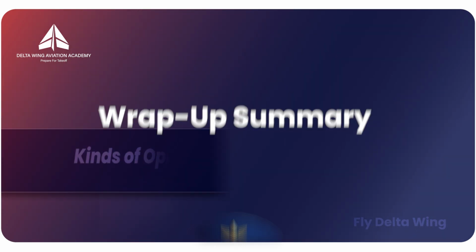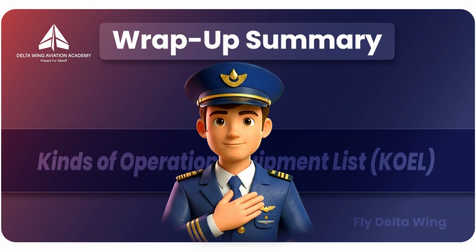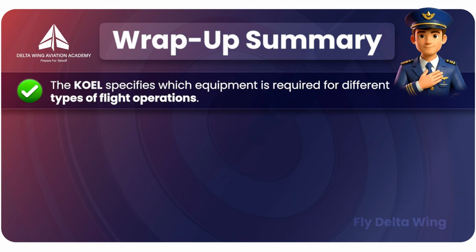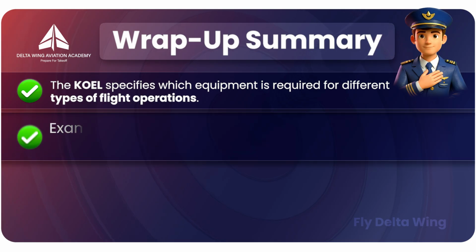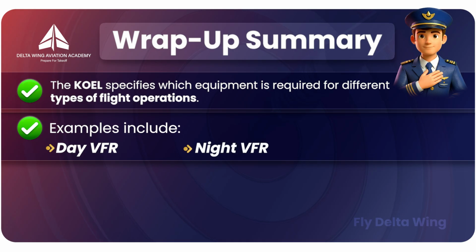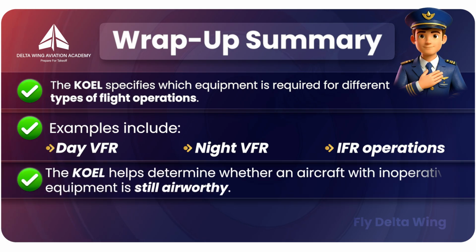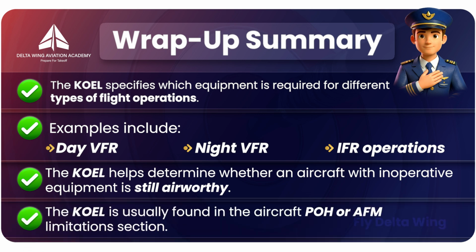Wrap-up summary. All right, pilots, before we finish, let's quickly review the Kinds of Operation Equipment List, KOEL. The KOEL specifies which equipment is required for different types of flight operations. Examples include day VFR, night VFR, and IFR operations. The KOEL helps determine whether an aircraft with inoperative equipment is still airworthy. The KOEL is usually found in the aircraft's POH or AFM limitations section.